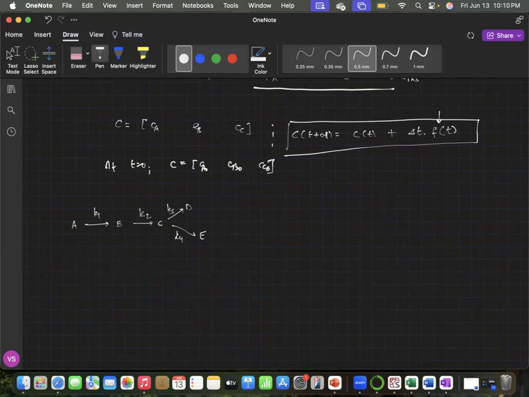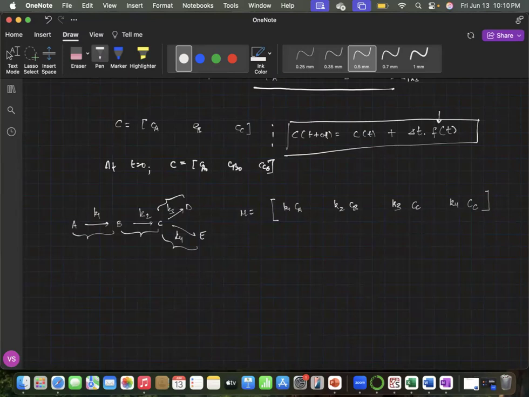And once again, the rate vector is going to be, so this is the first reaction, this is the second reaction, this is the third reaction, and this is the fourth reaction. So the rate vector for this becomes K1CA, this is the rate for the first reaction, K2CB, the rate for the second reaction, K3CC, the rate for the third reaction, and K4CC, the rate for the fourth reaction, right?